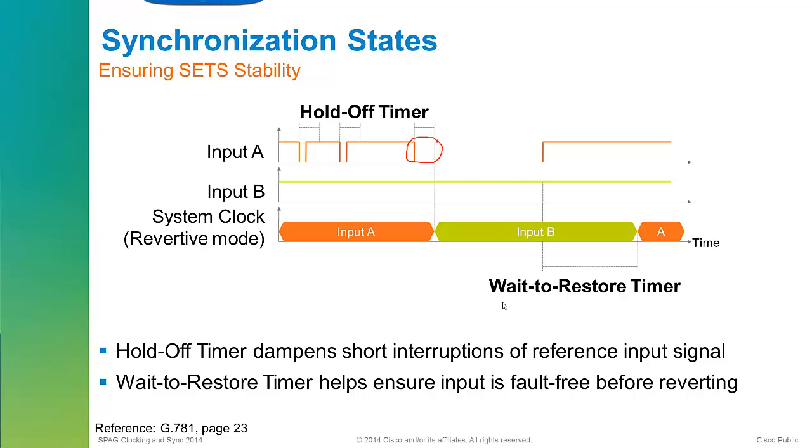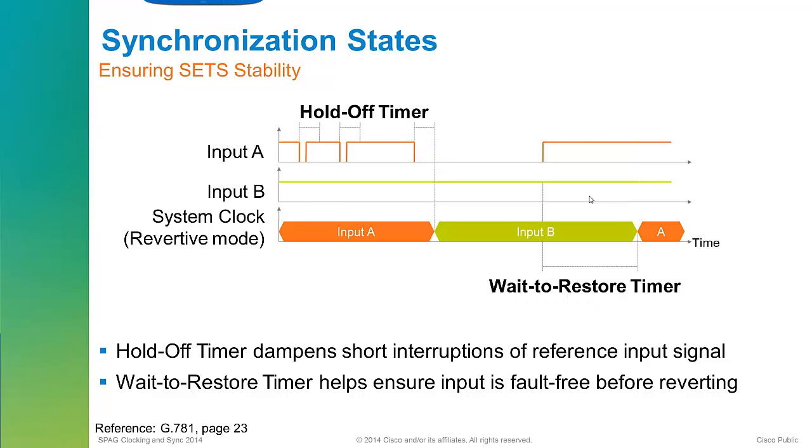And then the next piece is a wait-to-restore timer. The wait-to-restore timer means that when your source comes back, before you switch back to it, because it might have some latent instability or some issue with it, you actually wait a period of time before you switch back to your primary source.